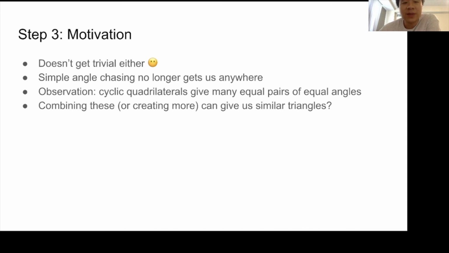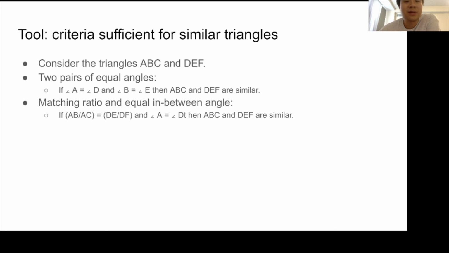But the thing is that now that we have a lot of cyclic quadrilaterals, we'll just do something that we are also always good at, which is angle chasing. But angle chasing won't get us anywhere. So there's one new tool that we can introduce, which is similar triangles. So how does it work?